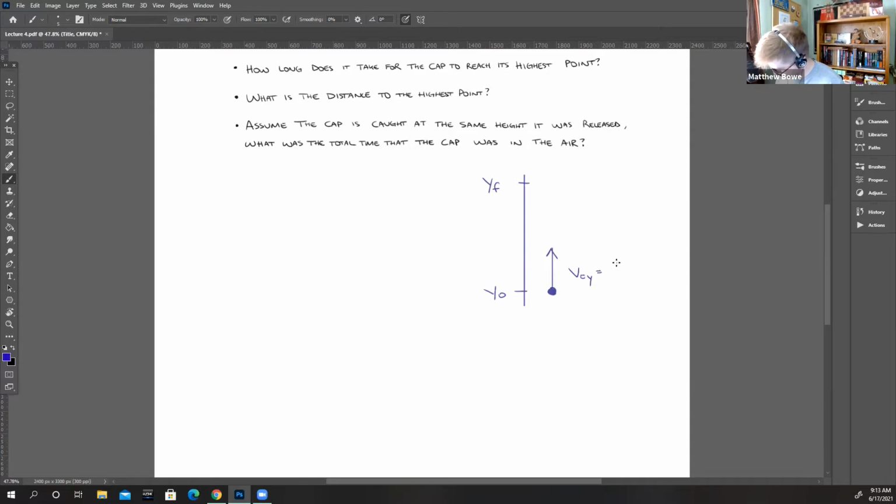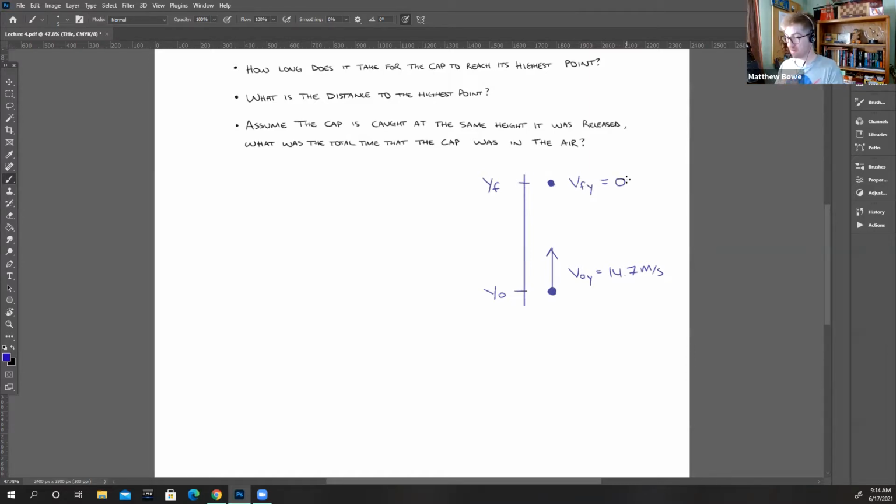So velocity in the y direction is 14.7 meters per second. And we know that when the cap is at the very peak, V final in the y direction is 0.